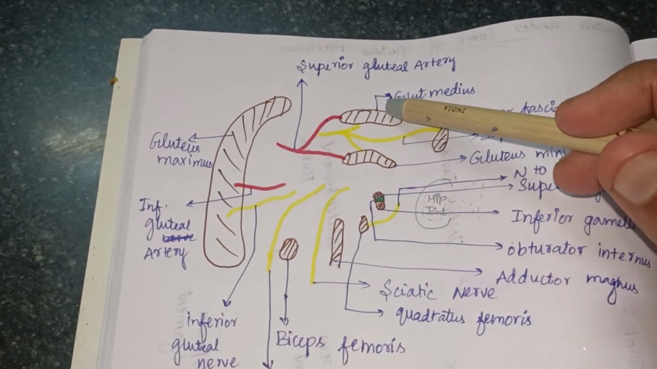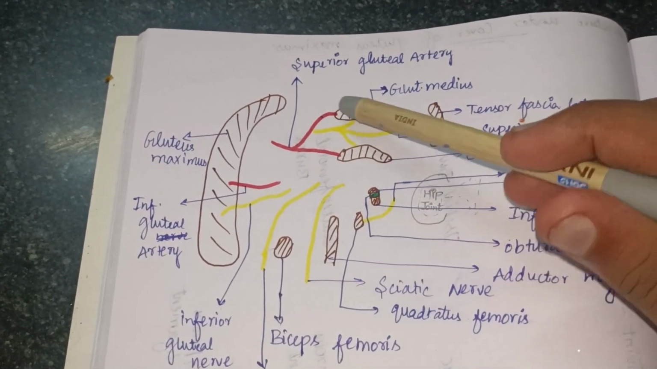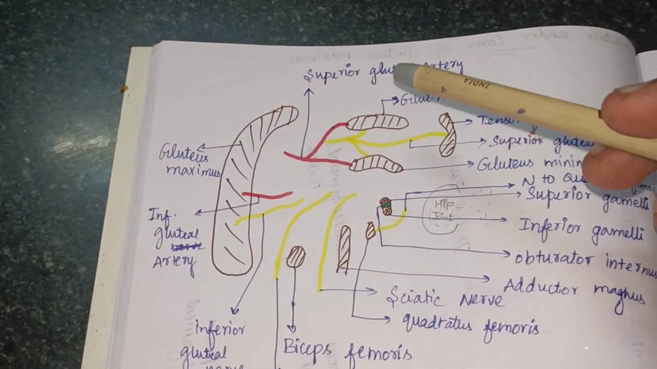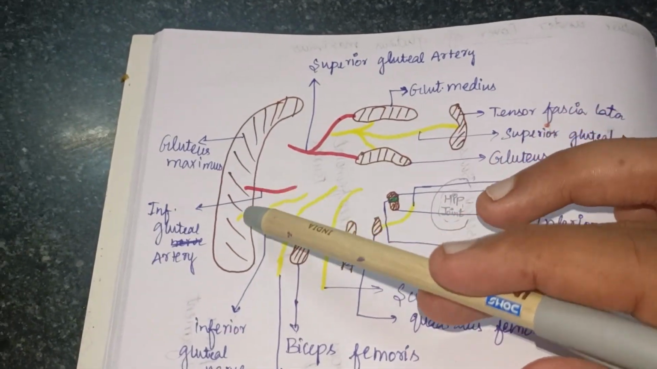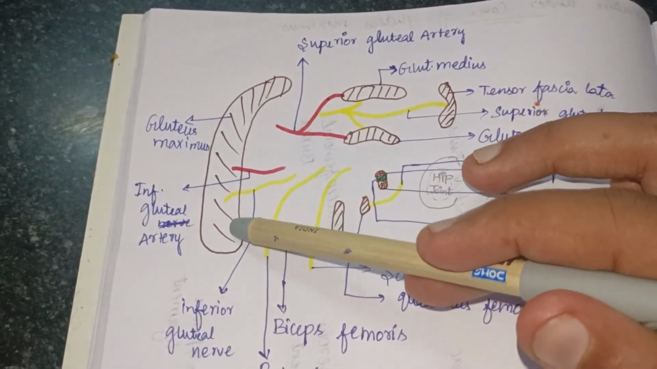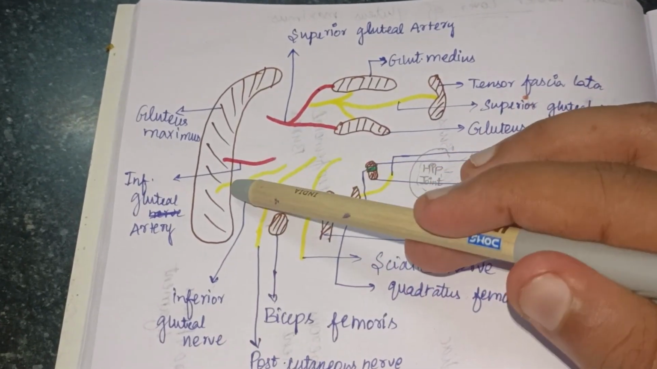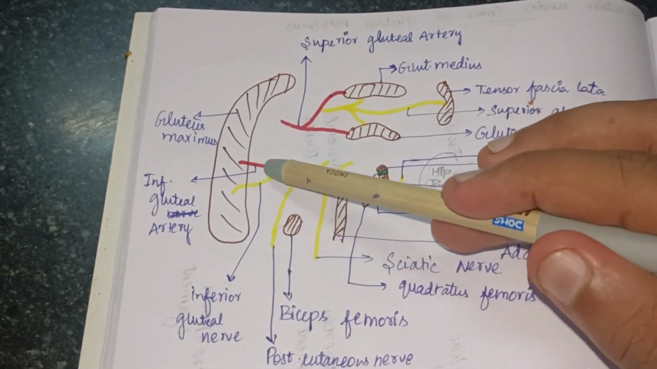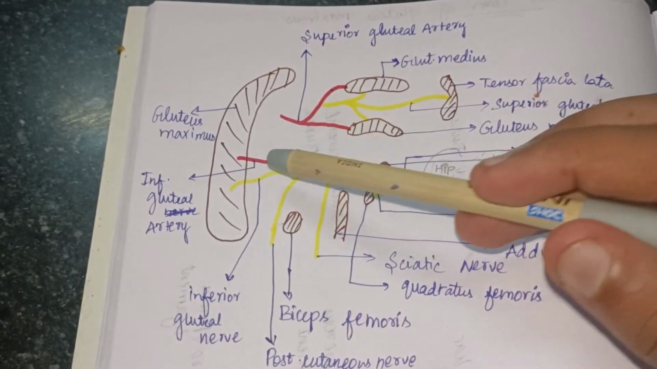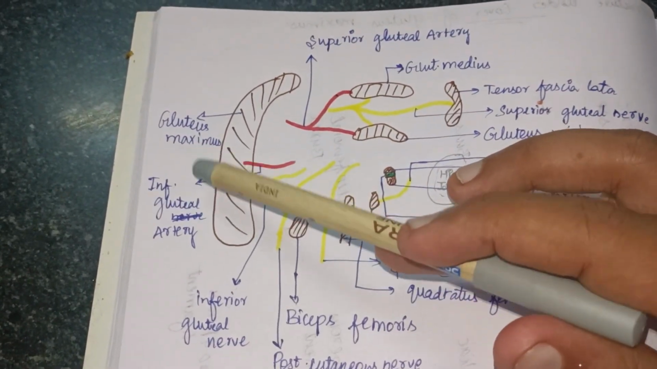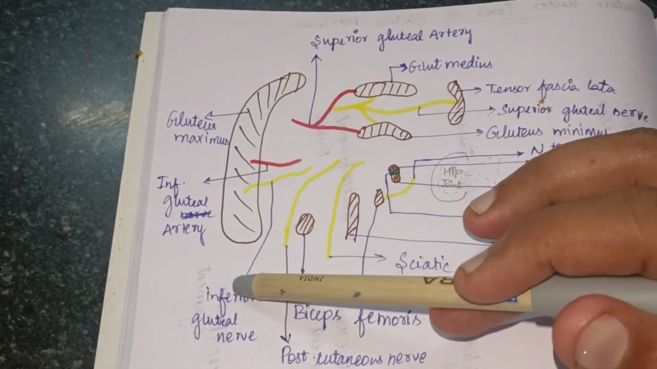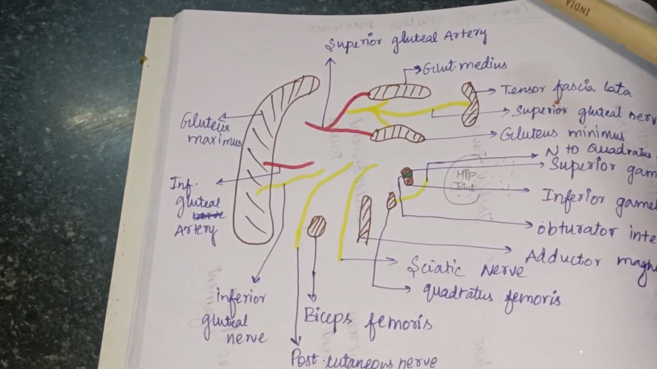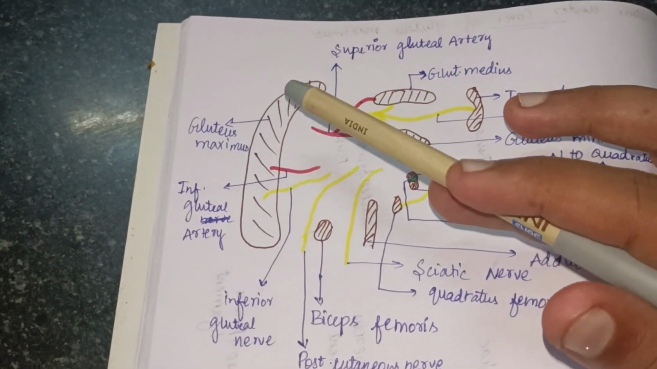Then the gluteus medius and gluteus minimus are supplied by the superior gluteal artery. This is also one of the structures under the cover of the gluteus maximus. Then gluteus maximus is supplied by inferior gluteal nerve, this one, and inferior gluteal artery. The red color marked point is inferior gluteal artery. As I already said, inferior gluteal artery and superior gluteal artery, inferior gluteal nerve and superior gluteal nerve. So that's all. These are the vessels and nerves under the cover of the gluteus maximus.